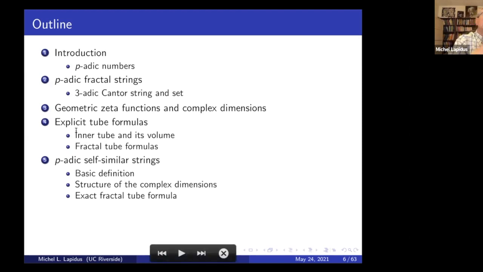Then we'll introduce the explicit tube formulas in the context of p-Adic geometry, p-Adic analysis. And these are called fractal tube formulas in this context. You could call them p-Adic fractal tube formulas here. And as a preliminary, we'll discuss the notion of inner tube and its volume, which in the case of p-Adic geometry is a little more delicate than in the Archimedean case.